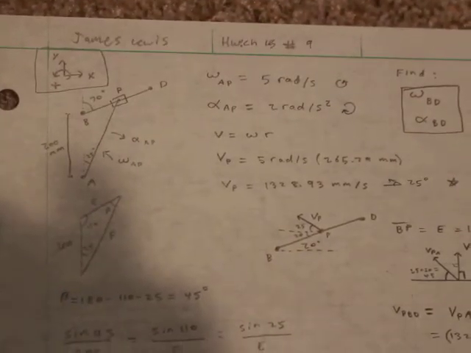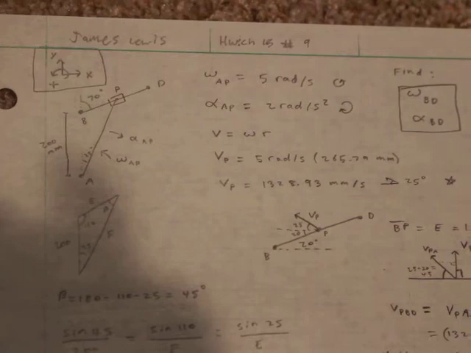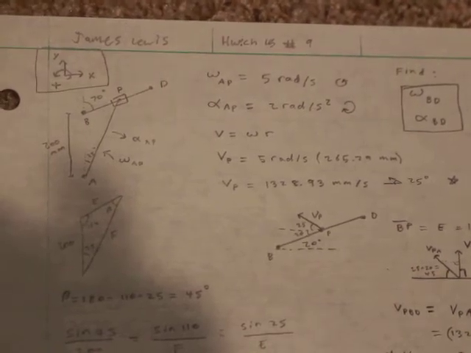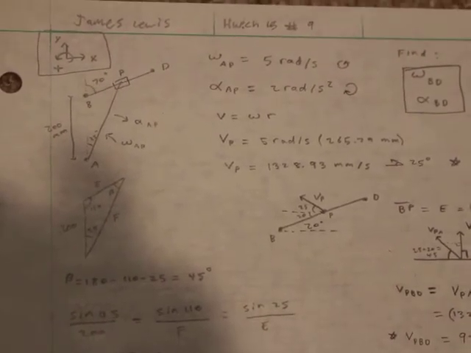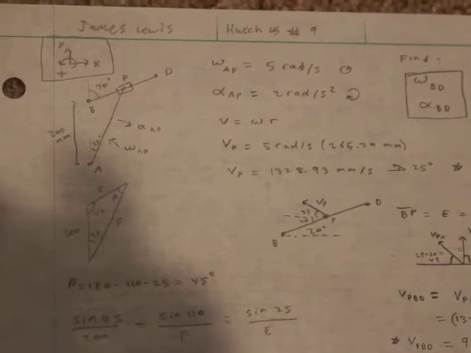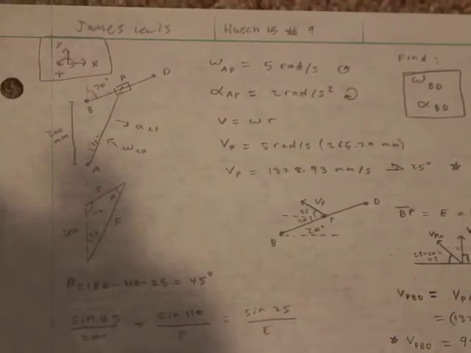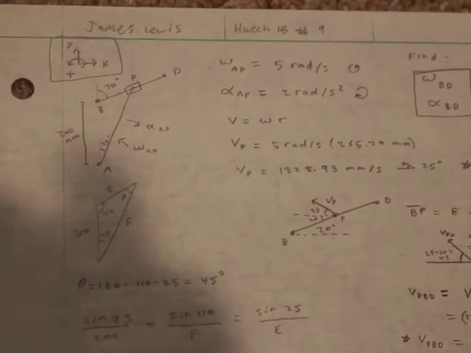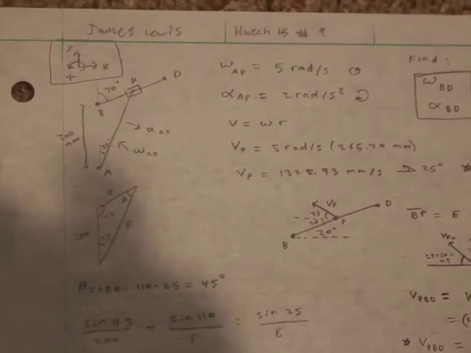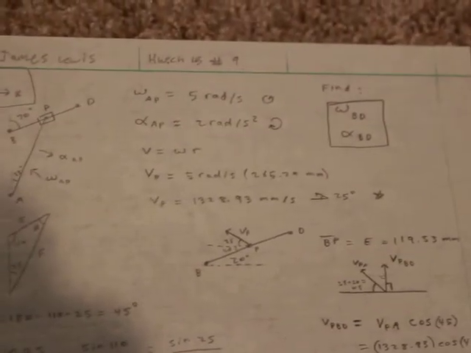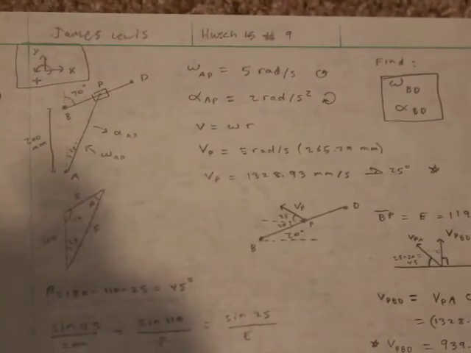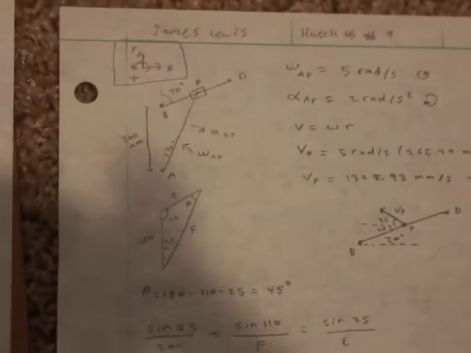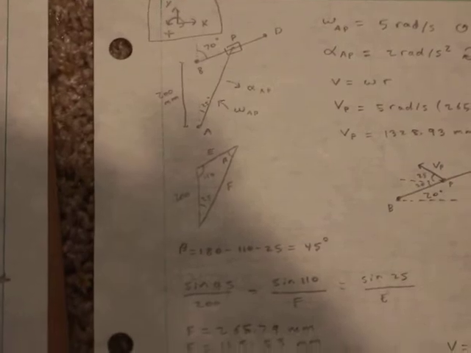Our initial conditions are the angular velocity of AP is 5 radians per second in the positive sense, and the angular acceleration of AP is equal to 2 radians per second squared in the negative sense, the clockwise direction. I just didn't put the negative there because I already put the clockwise swirly.